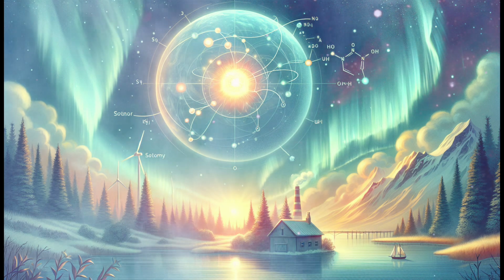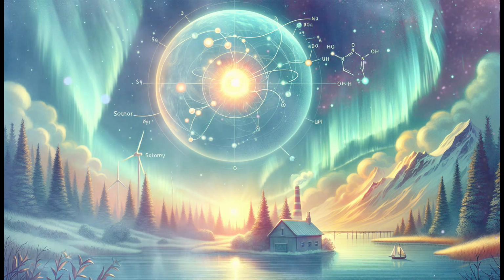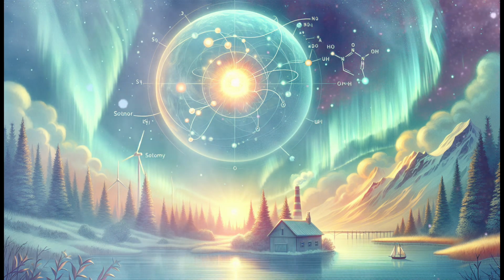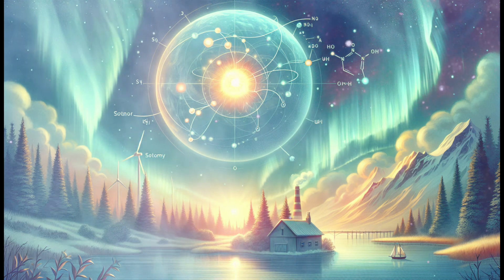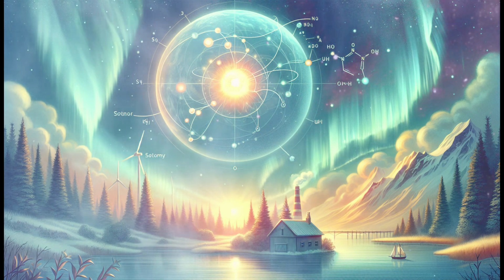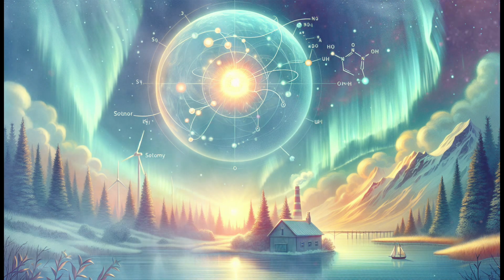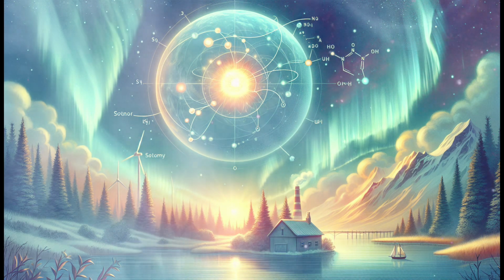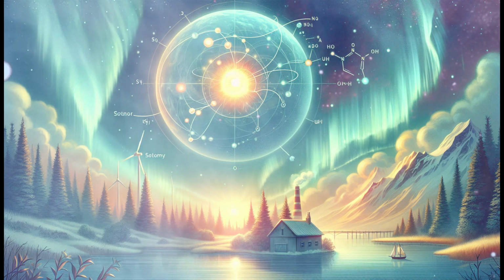As solar winds journey through the vastness of space, they can encounter various celestial bodies, including planets like Earth. Upon approaching our planet, the solar wind interacts with the Earth's magnetic field, a protective shield generated by the movement of molten iron in the outer core.